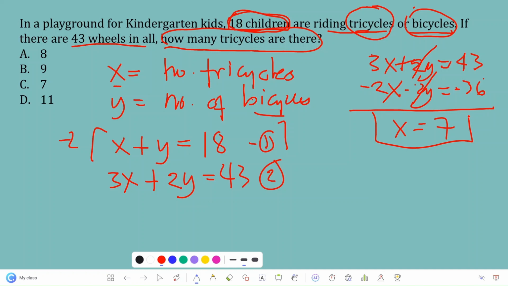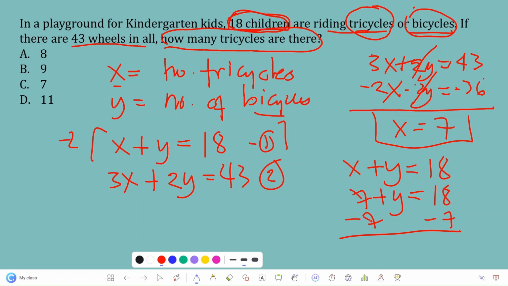Pero, to be sure, hanapin muna natin ang value ng y. So, i-substitute natin ang 7 sa first equation na x plus y. Dito sa first equation, x plus y is equal to 18. So, ang x is 7, 7 plus y is equal to 18. Add negative 7 and negative 7 here. You can cancel 7. What will be left is y is equal to 11. Okay?